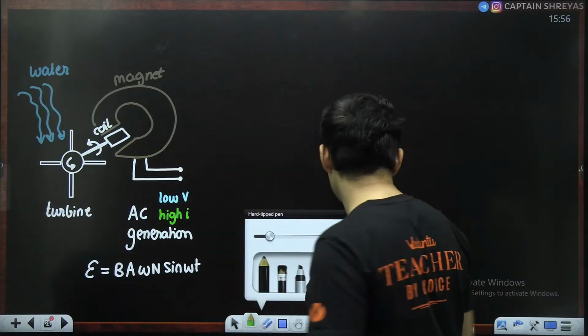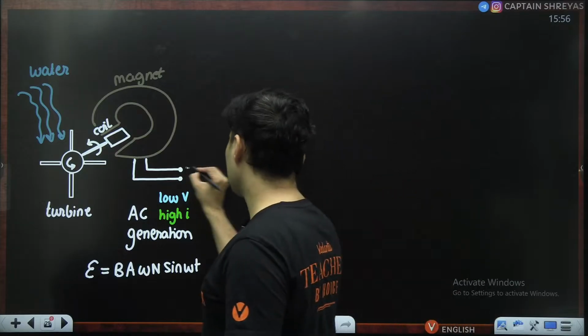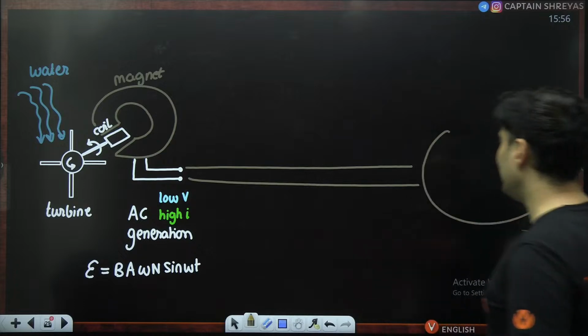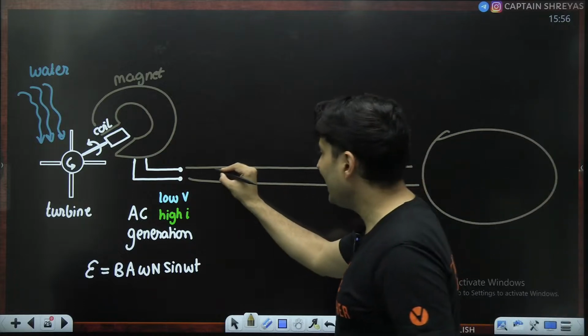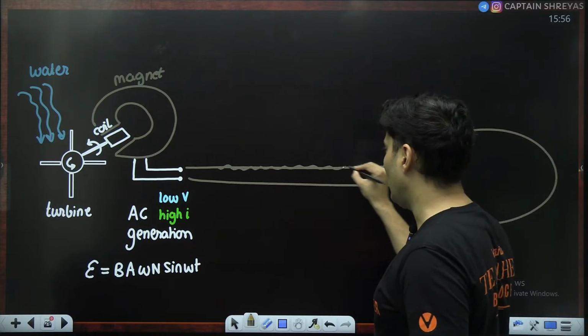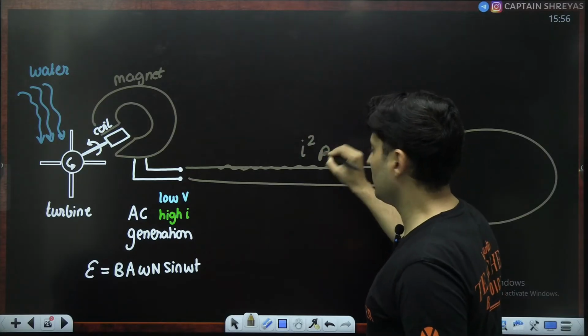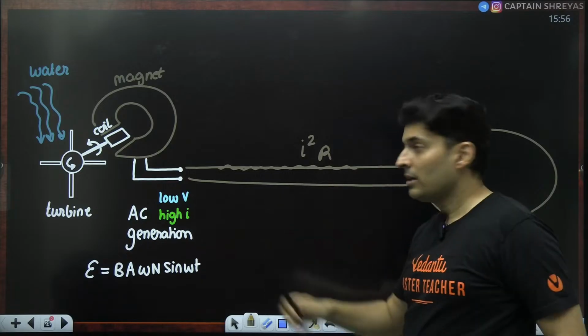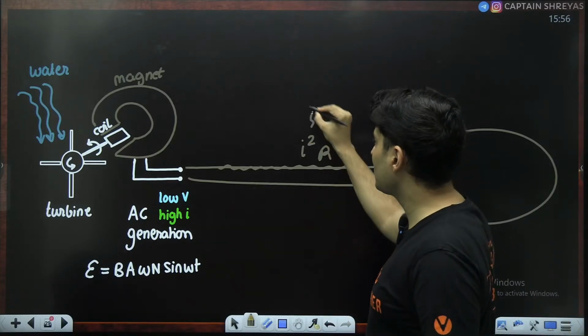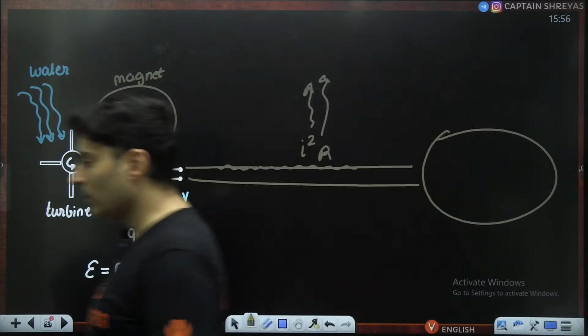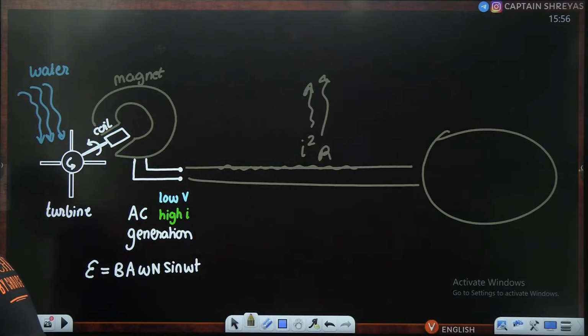Now, just imagine if this current is passed from the main generation plant to the city. With this high current and the resistance of the wire, I squared R, I is very large. Resistance, even though it is small, because the current is very large, a lot of power loss will happen. I hope this is absolutely clear.